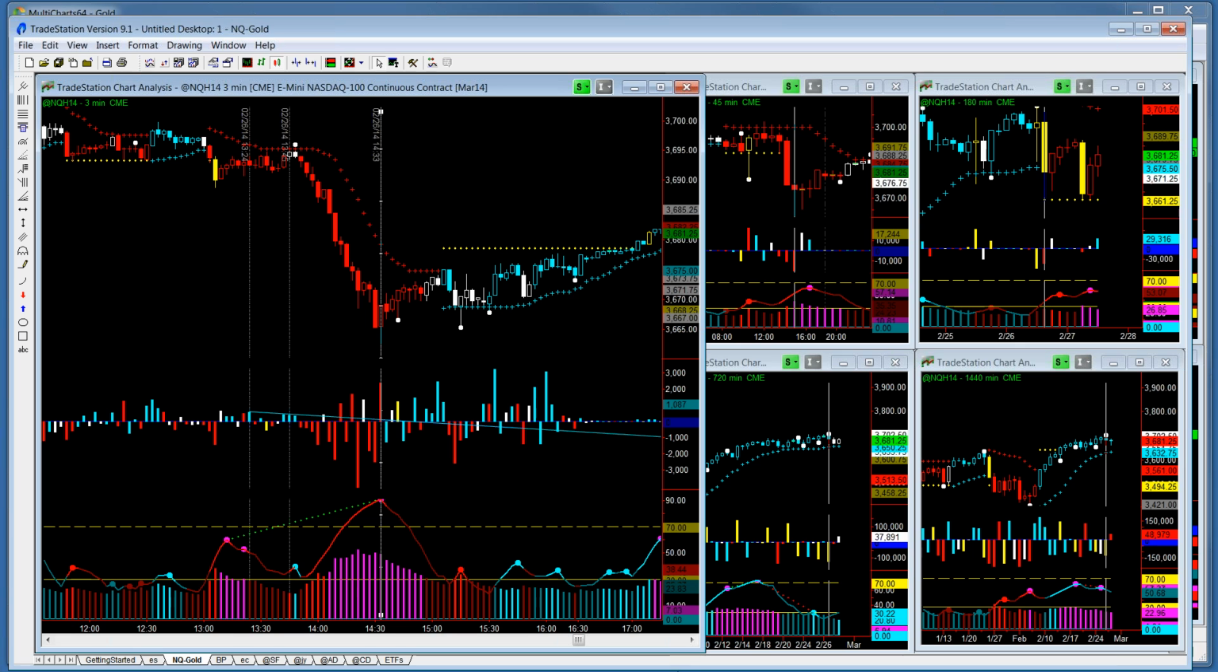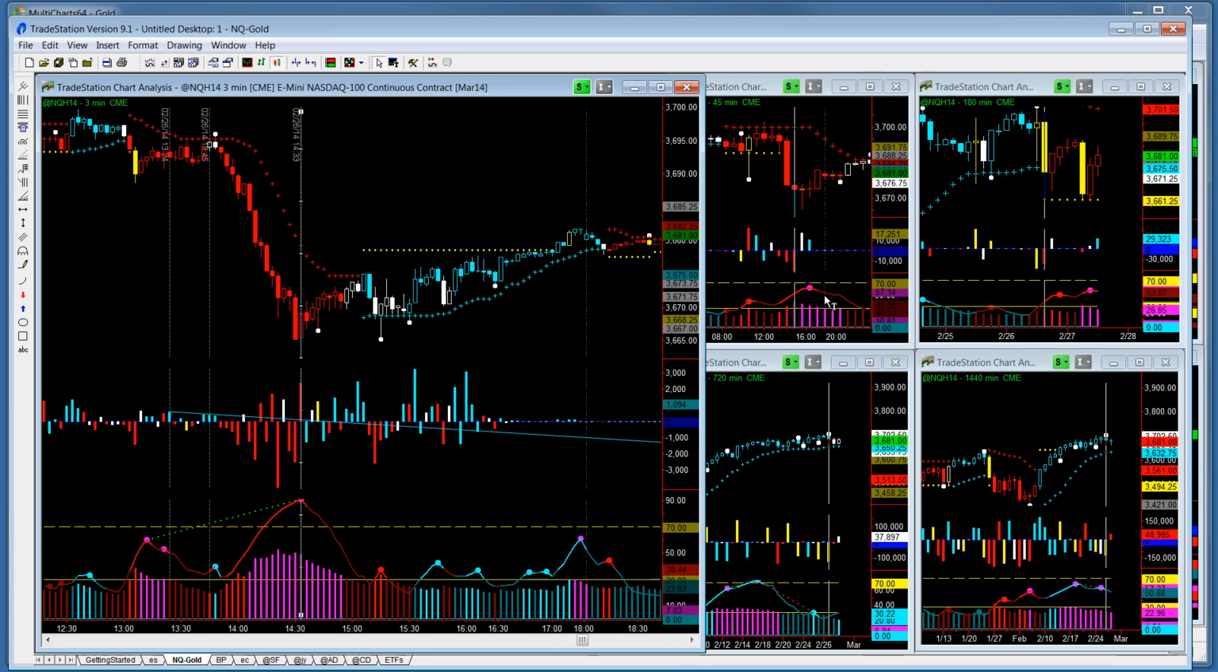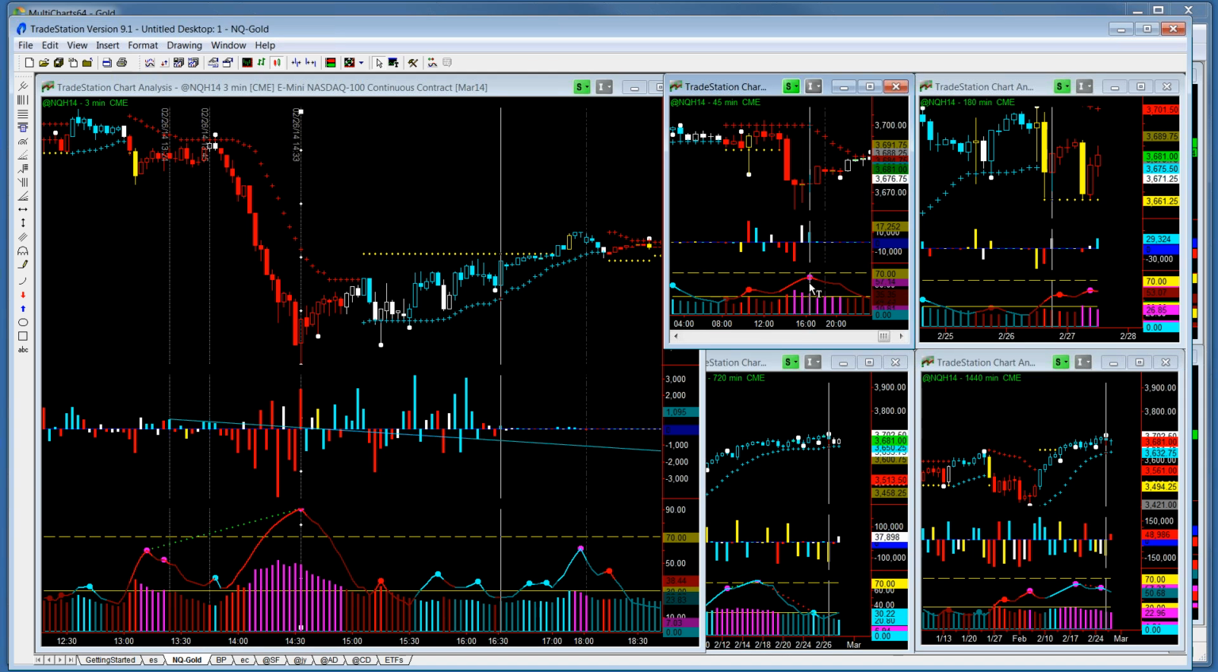Then you get this uptrend. This uptrend was probably from this magenta peak here. Did it retrace to the ATR? Yes, it retraced to the ATR. That's what we would have anticipated.